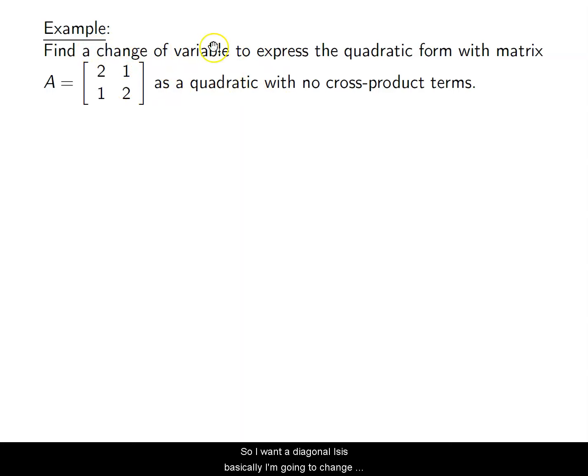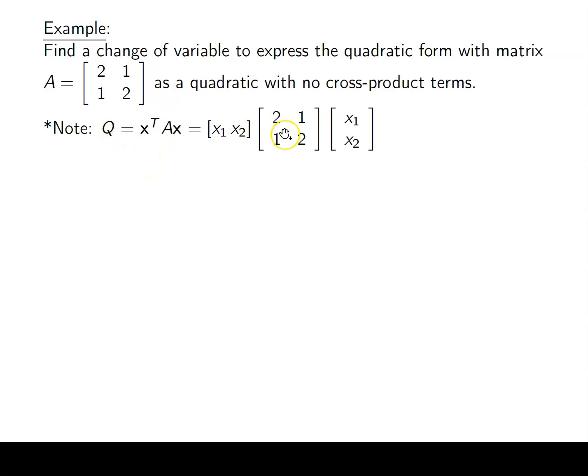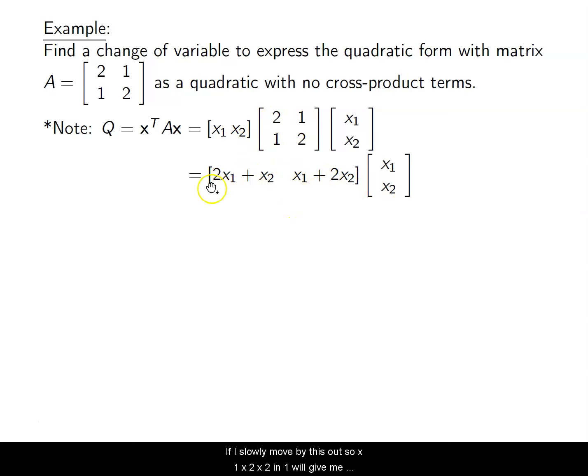I'm going to do a change of variable from x's into y's, where my terms in y have no cross product terms. Note that if Q is this quadratic form, then if I slowly multiply this out, x1, x2 times the matrix with 2 and 1 will give me this: x1 plus 2x2 gives me this term, times this.